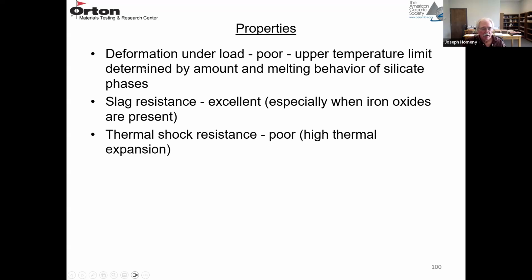So every time we look at these properties, there's always a contrast there. You never seem to have every property that you desire to be excellent. So these are really good in slag resistance, but poor hot strength and creep resistance and poor thermal shock resistance. There's always a trade-off on these properties.